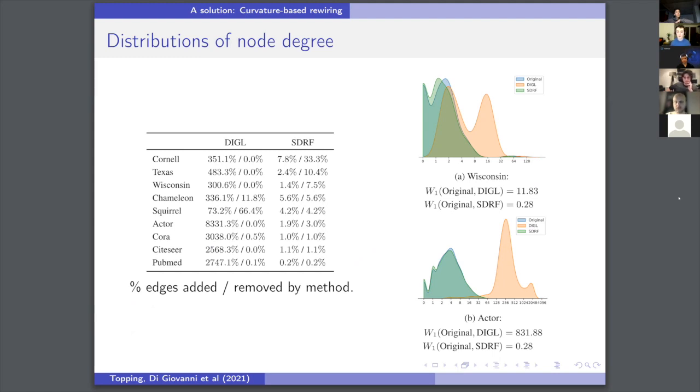And on the right, we can see distributions of node degree in two of the graphs, Wisconsin being one of the small WebKB datasets and Actor being one of the larger heterophilic datasets. You can see that many nodes end up with a larger peak towards the right, where they've become very dense, possibly because of the K term being fixed in the DIGL method.